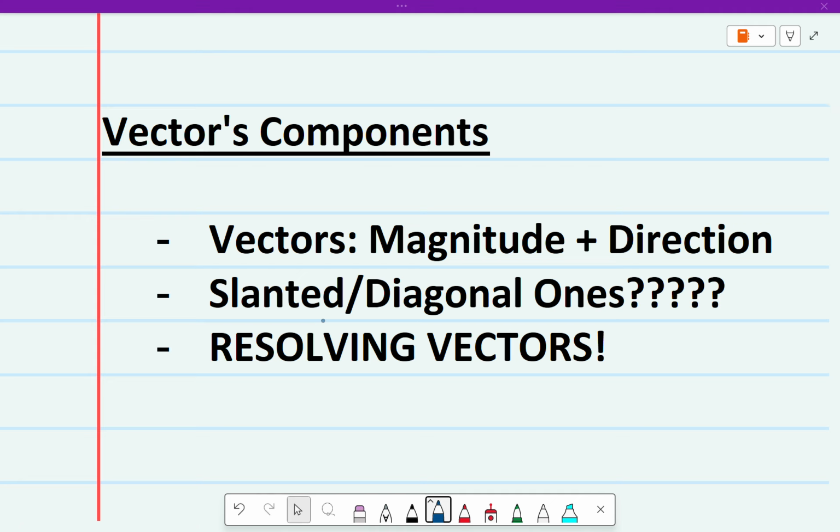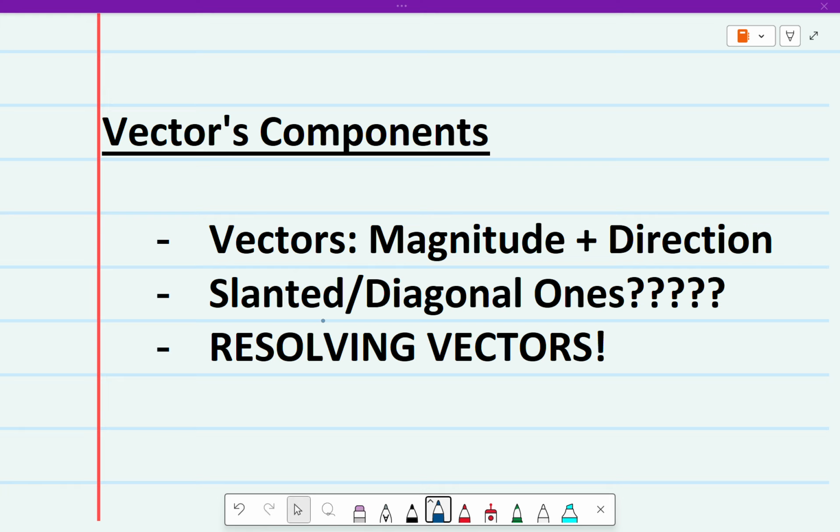Today we will explore the components of vectors. As we know, vectors are physical entities which denote certain magnitudes with their particular direction. However, the direction of vectors may not necessarily always be horizontal or vertical. Oftentimes, it is slanted or diagonal. So when we encounter some vectors like that, we need to figure out a way to mathematically tackle them so that we can utilize them in problems such as projectile motion.